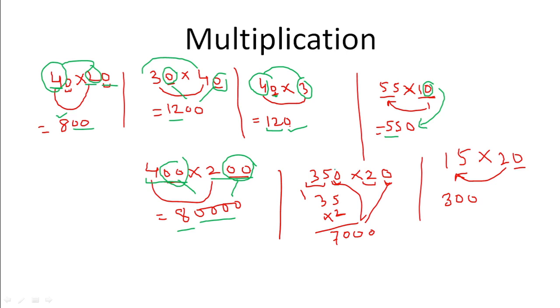Now 350 multiplied by 20. So we take this 0 out. Now 35 into 2 is 70, and these 2 zeros will be like this only. So 7,000. 15 multiplied by 20, so we will multiply just 2 by 15. 15 twos are 30, and this 0 as it is. Okay, so whatever number there is, if there is a 0, we will take it aside, and in the answer we will use that 0 itself. Okay, so in this way we can multiply some numbers easily.